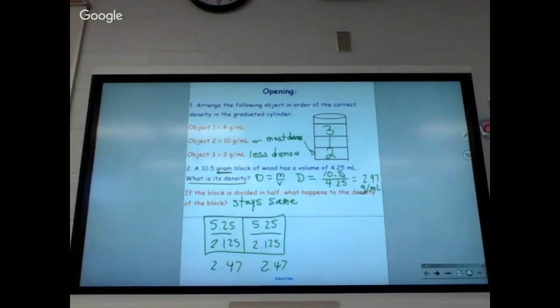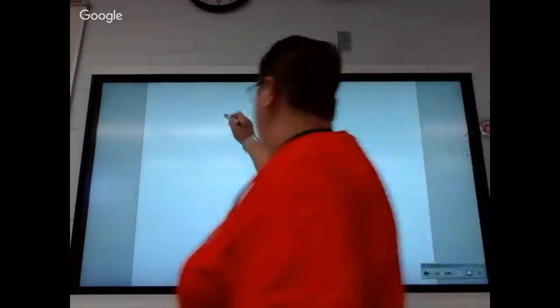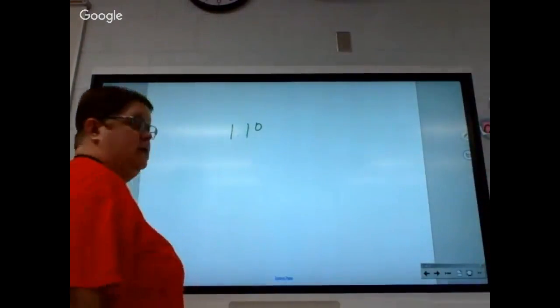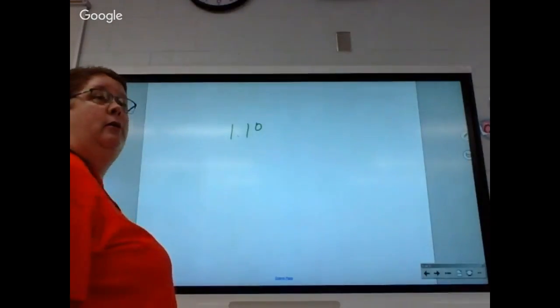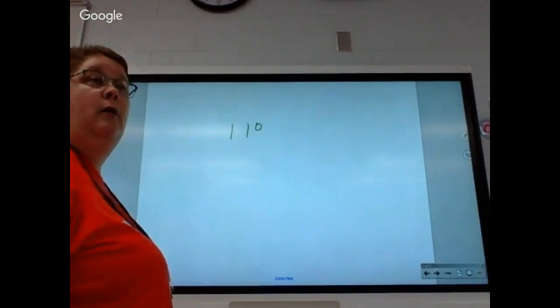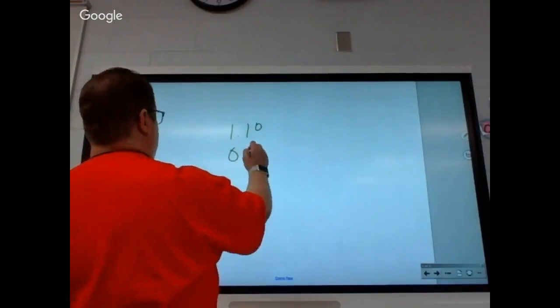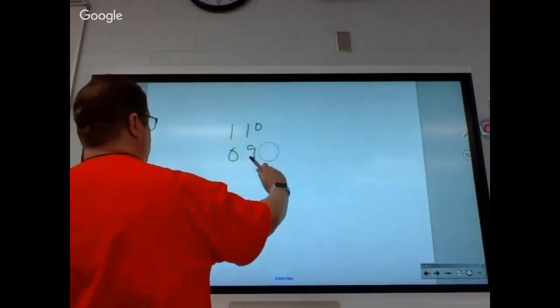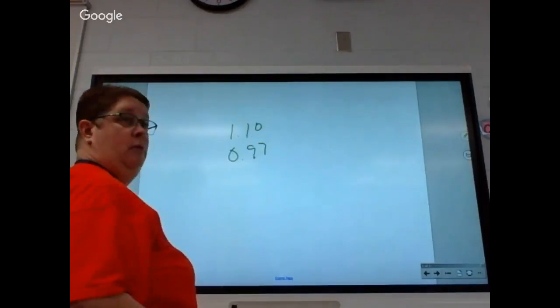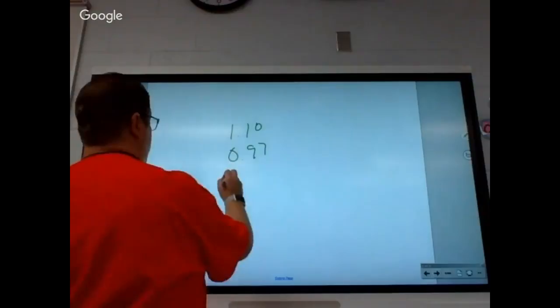All right, so look at part A. Look at your density. What'd you get? Give me a number. Somebody yell out what they got. 110. Something else. What, Damien? Look at part A. 0.96? 0.97? 0.96?